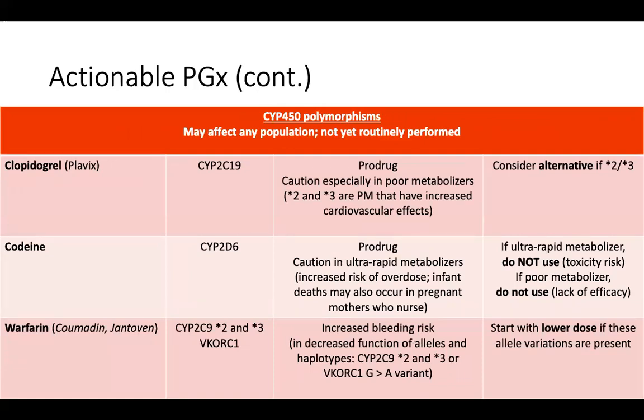So these are the CYP polymorphisms that we're going to see now. So clopidogrel, CYP2C19, and that one is the prodrug. So we have to be cautious in the poor metabolizers. So that would be star 2 or star 3, because they could have the increased cardiovascular effects.